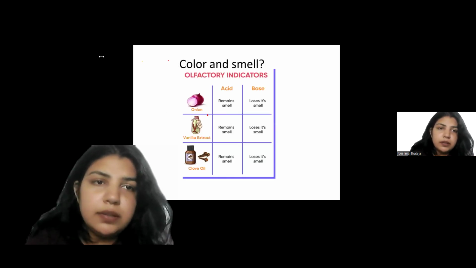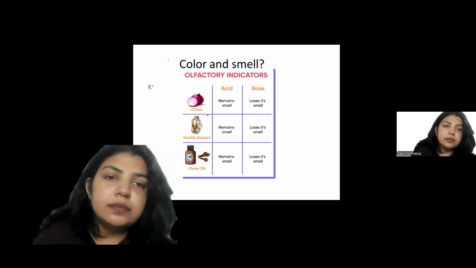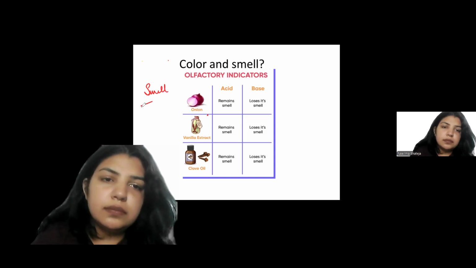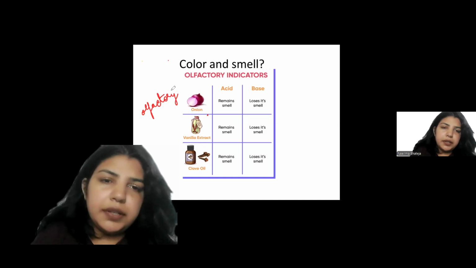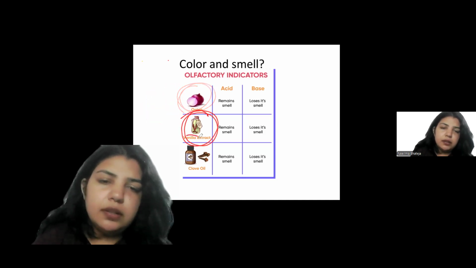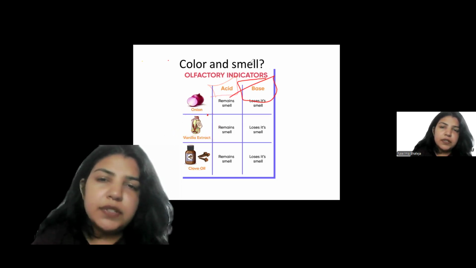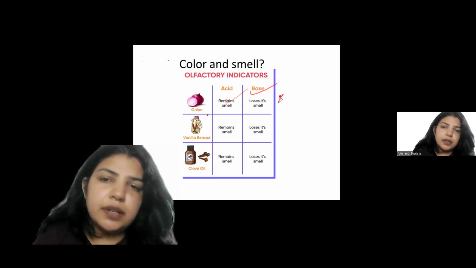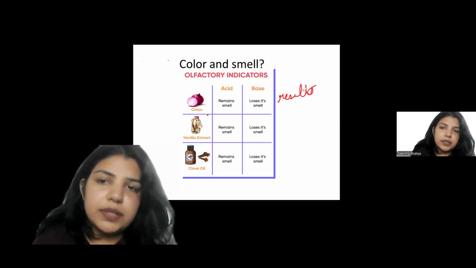The next one is the smell indicator, or we can say olfactory indicator. There are three types of olfactory indicators: onion, vanilla, and clove oil. So we will study the results in acids and bases.